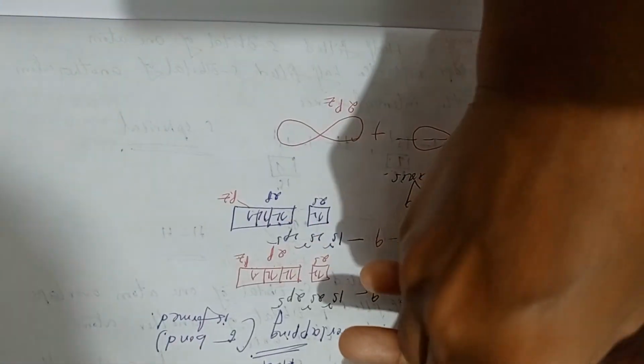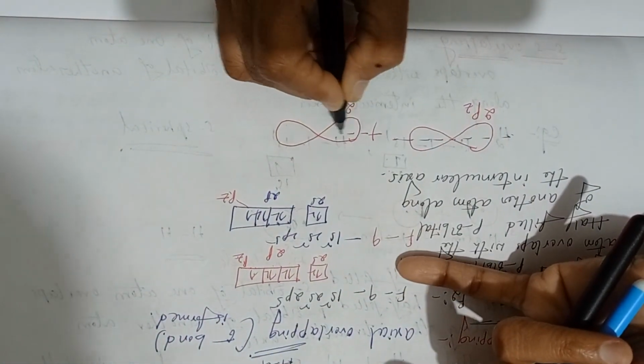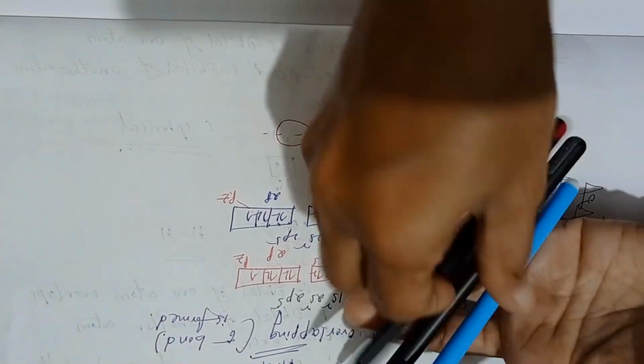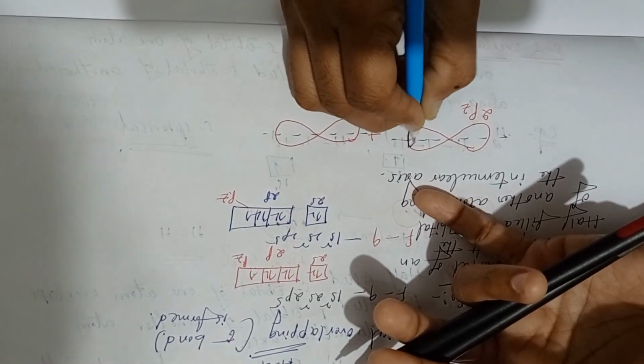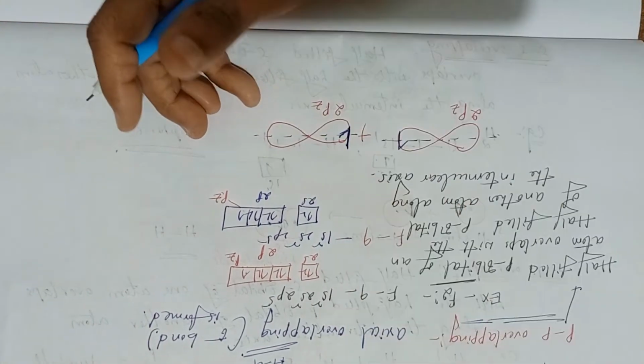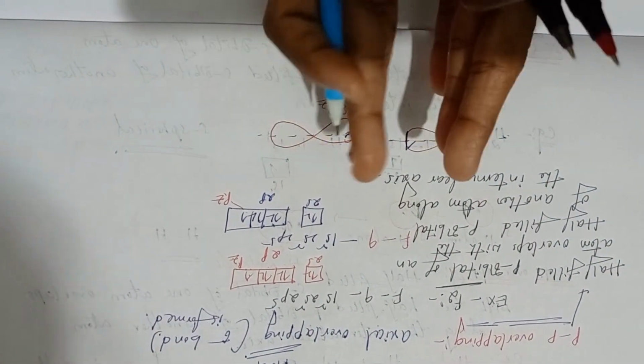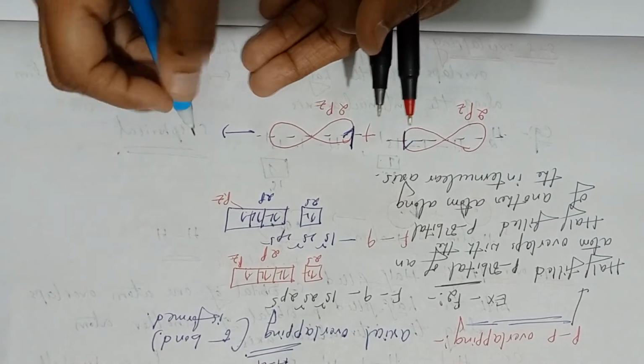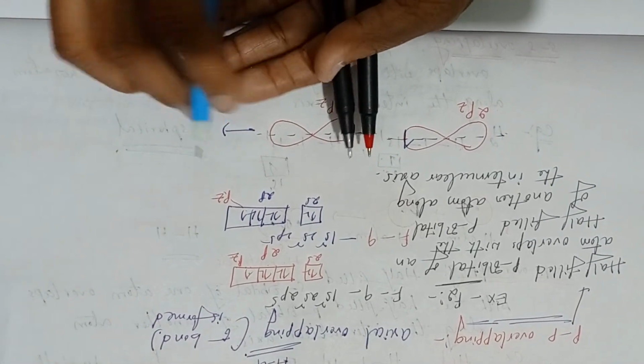Now how many electrons are there, students? One electron is there. That electron I am taking here as clockwise, and another electron I am taking as opposite spin. Then both are undergoing overlapping, students. Then which bond is produced, students?